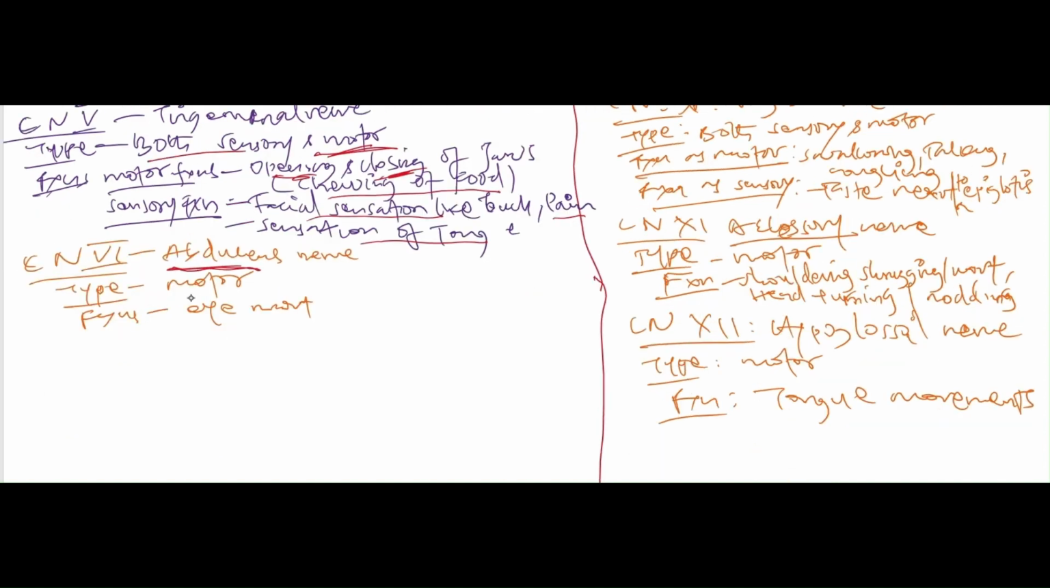Abducens is nerve number 6, and it is a motor nerve, and here it's also helping eye movement. So we have number 3, number 4, number 6. These all are collectively for eye movement. You know that, where number 3 is the oculomotor, number 4 is the trochlear, and number 6 is the abducens.